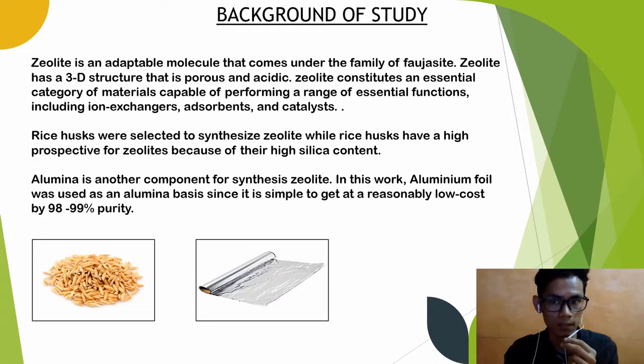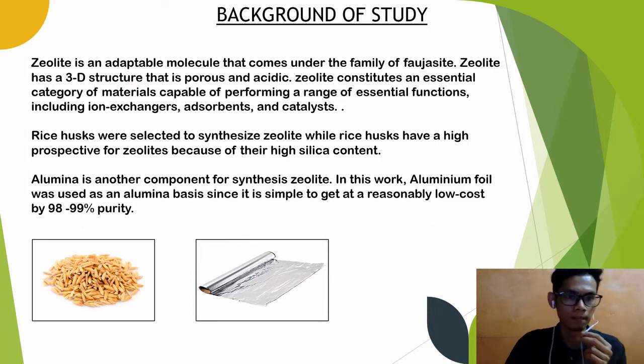Rice husks were selected to synthesize zeolite, as rice husk has a high prospect for zeolite because of its high silica content, and alumina is another component for zeolite synthesis. In this work, aluminium foil was used as an alumina source because it has a reasonably low cost and a high purity.